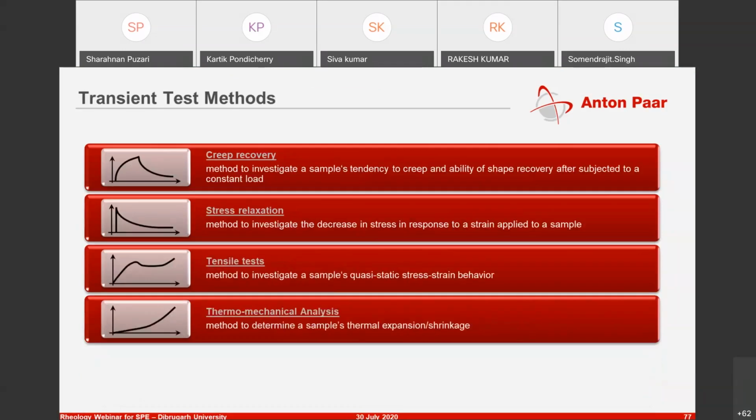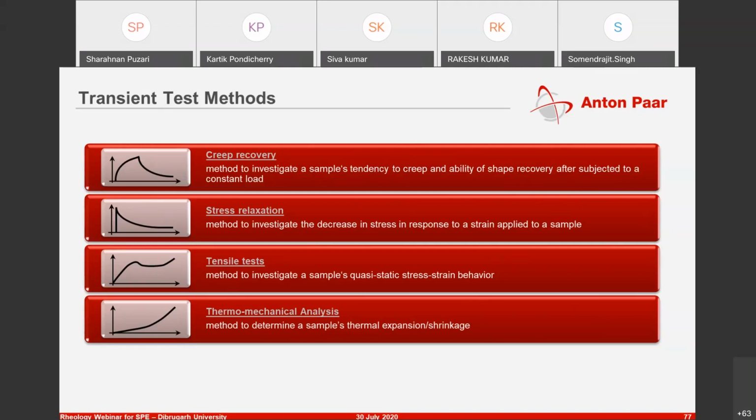In addition to those, you could also do creep recovery tests. So you're going to suddenly apply some stress, some strain, and then you're going to leave it at that point and see how it recovers back and how long it takes to recover back. And you can do stress relaxation, and you can also do some tensile tests, of course, again, within a certain limit, and thermomechanical analysis.